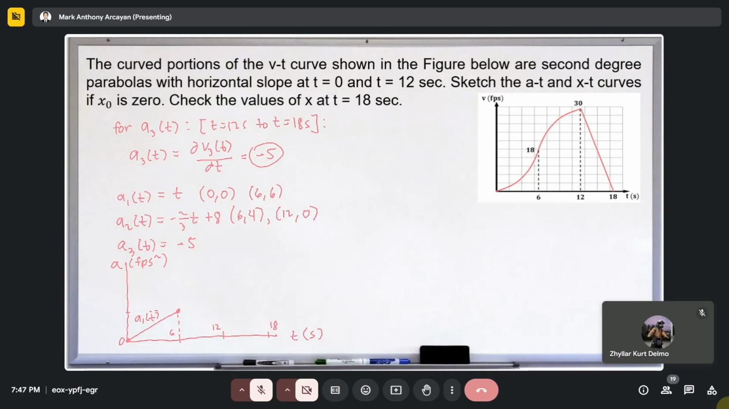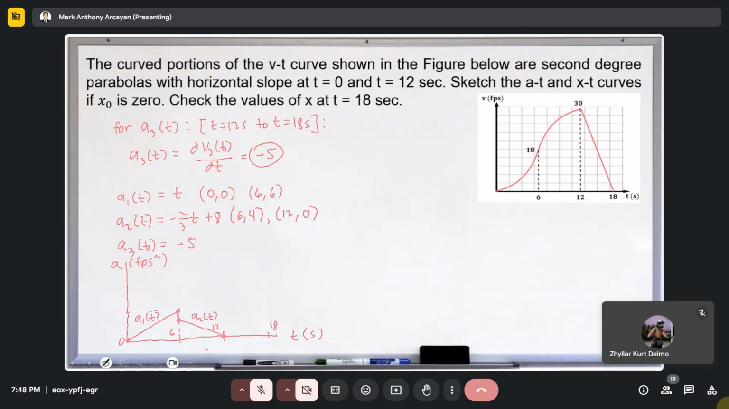Now, for a sub 2, when t is equal to 6, the value is 4, which is slightly lower than the previous. So at 4, which is located here, we drop 2 units. Then when t is equal to 12, the acceleration is 0. Then we're going to connect this. This would be our a sub 2 of t.